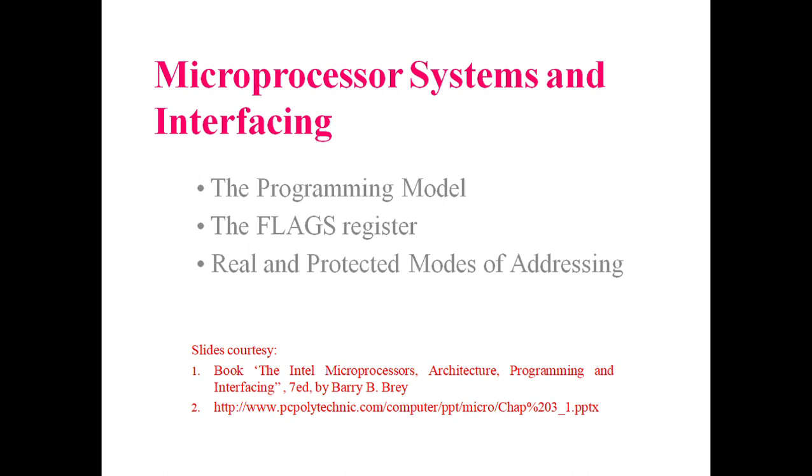In this lecture, I will talk about the internal architecture of Intel microprocessors, which is also called the programming model of the microprocessor. The discussion will include an explanation of flag bits in the flags register of the microprocessor, and the two modes of addressing or modes of segmentation called real and protected modes of the Intel microprocessor. These slides have been edited from the sources given here.